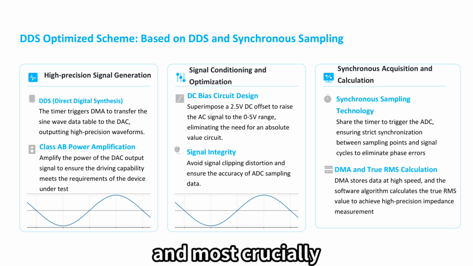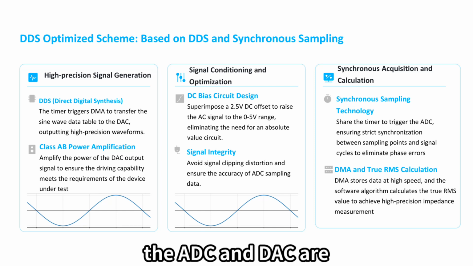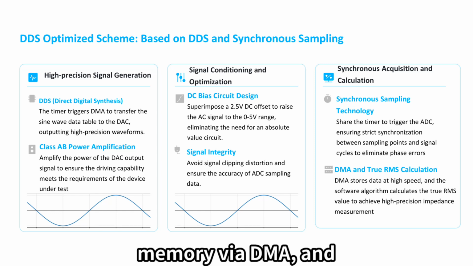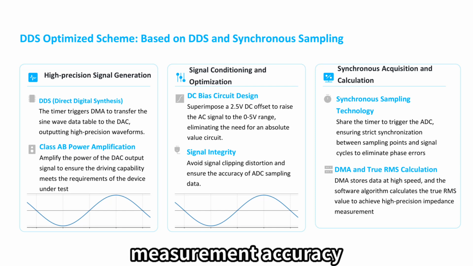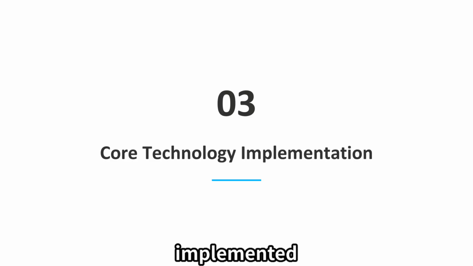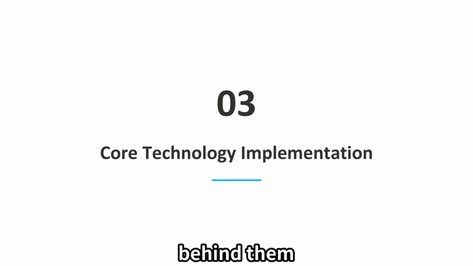Third, and most crucially, we applied synchronous sampling. The ADC and DAC are triggered by the same timer to ensure sampling synchronization. Sample data is stored directly into memory via DMA, and the true RMS value is calculated using an algorithm, which greatly improves measurement accuracy and speed. How exactly are these optimizations implemented? Let's take an in-depth look at the core technologies behind them.